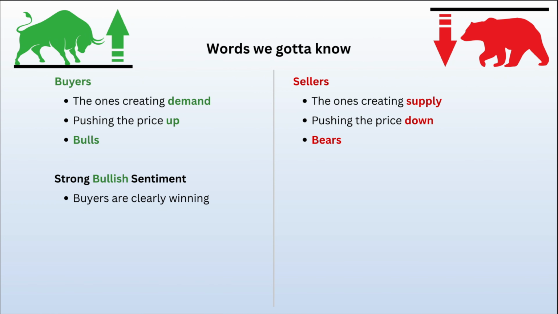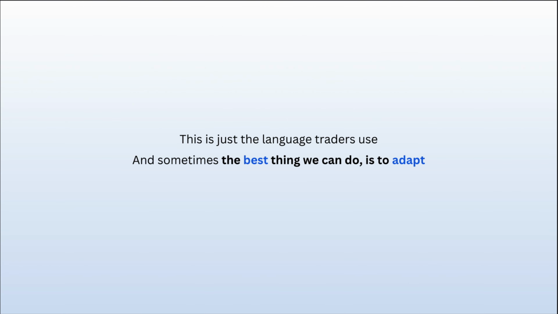So whenever there is a sign of strength or a sign of weakness, try to see it from the buyer's perspective. Are the buyers strong? Then there is a sign of strength. Are the buyers weak? Then there is a sign of weakness. And disclaimer, I didn't invent any of these terms. This is just the language that traders use, and sometimes the best thing that we can do is to adapt. And that's exactly what we're going to do.